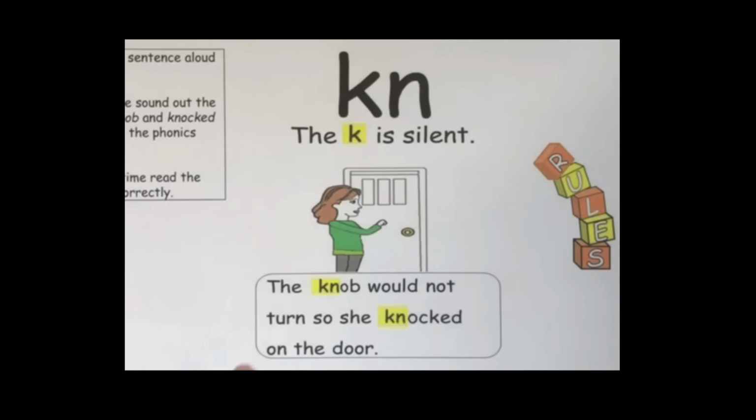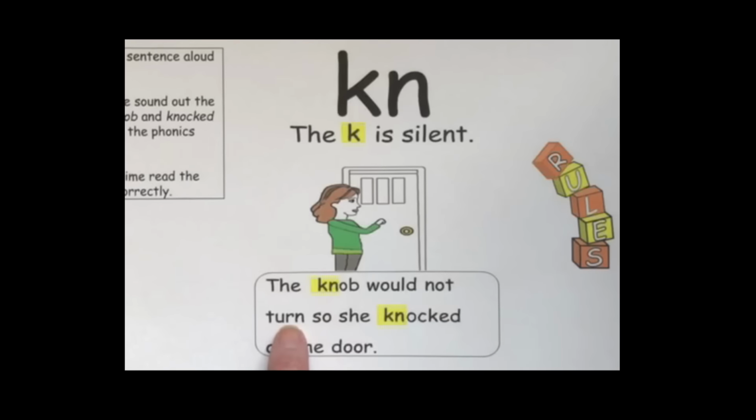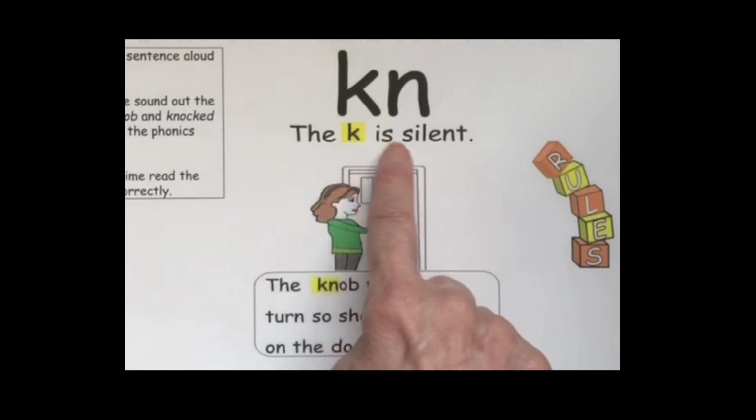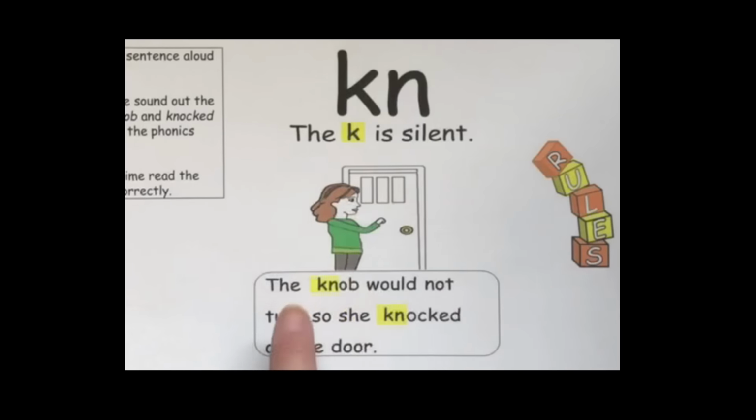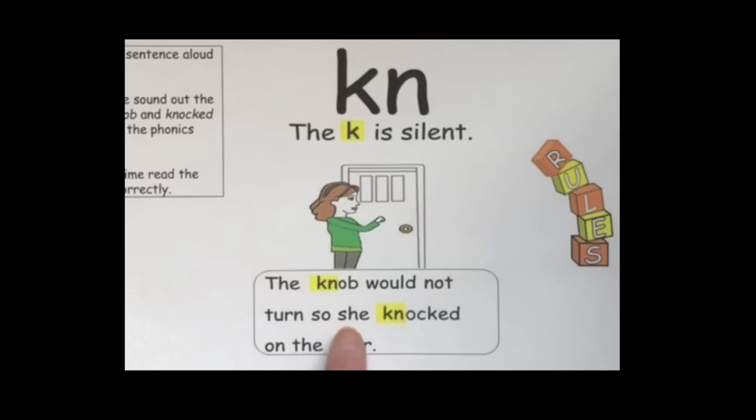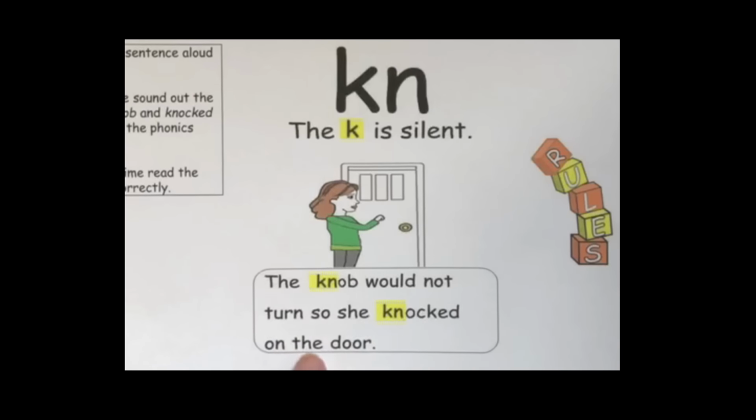So with the kids, in front of the kids, model: the knob would not turn, so she knocked on the door. And then ask, does that sound right? We did sound it out, but this is a rule breaker. So let's read it with the K silent, not heard. The knob would not turn, so she knocked on the door.